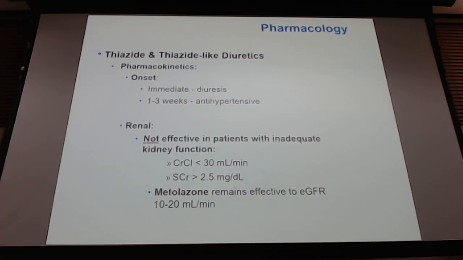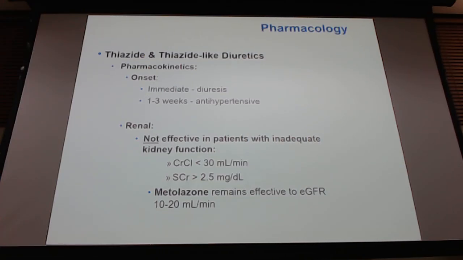Next we have the pharmacokinetics. So the onset is immediate. You'll have the diuresis, and then in 1 to 3 weeks you'll have the antihypertensive effect of it. Renally, it's not effective in patients with inadequate kidney function, if they have a creatinine clearance less than 30 milliliters per minute and a serum creatinine greater than 2.5.